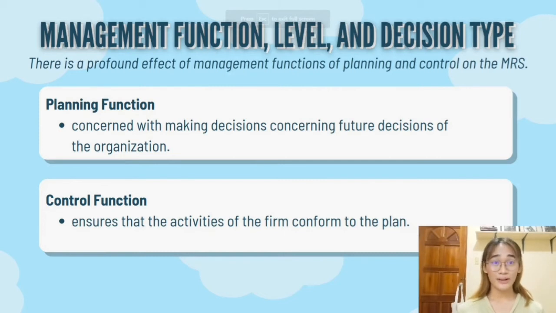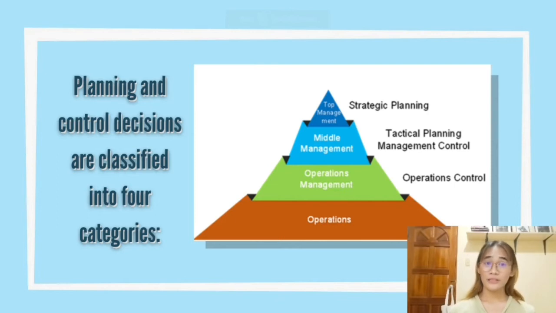While when we say control function, this is the management function that ensures na yung lahat ng activities na ginagawa is according to the plan. So ito yung process ng pagme-measure ng performance in operations and taking corrective measures when operations do not conform with what is expected. Ang planning and control decisions are classified into 4 categories.